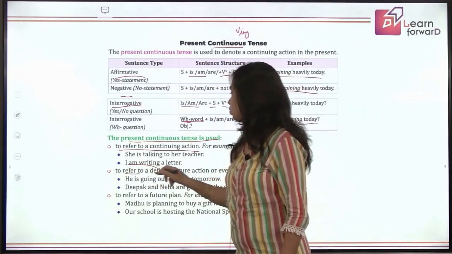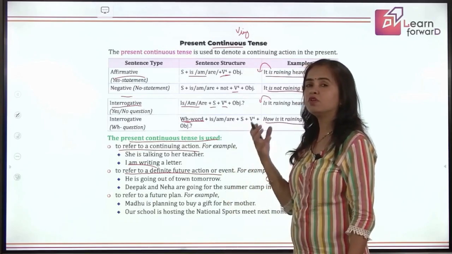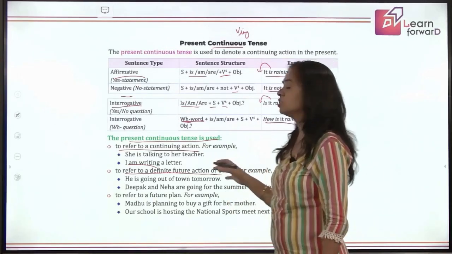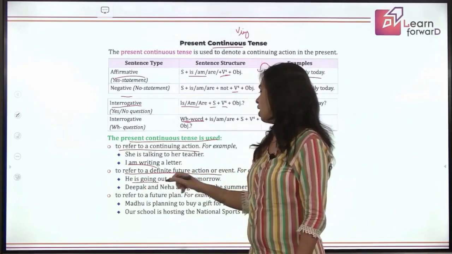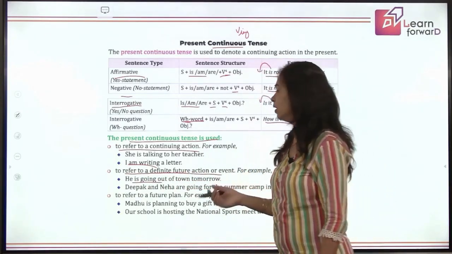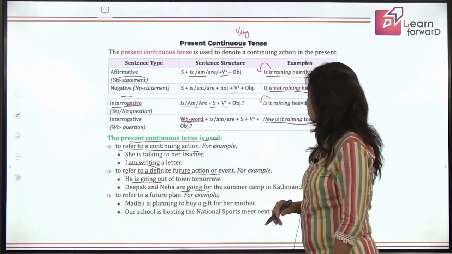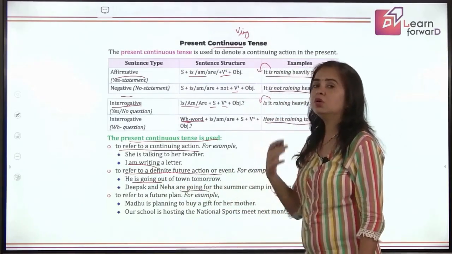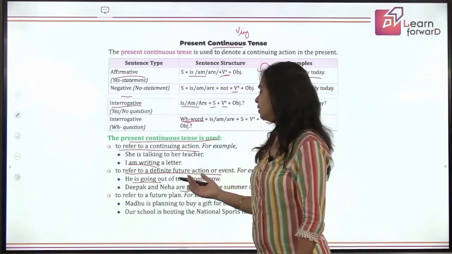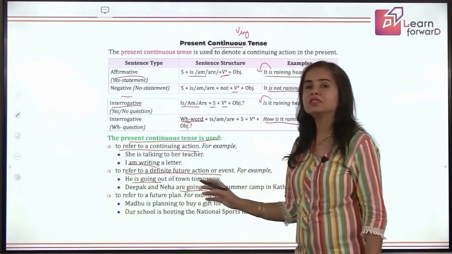Next, to refer to a definite future action or event. So when your future action or event is fixed, it is definite. He is going out of town tomorrow. So we use present continuous tense. Deepak and Neha are going for the summer camp in Kathmandu. So this is already planned. This is a definite future action. So we are referring to it in present continuous tense.